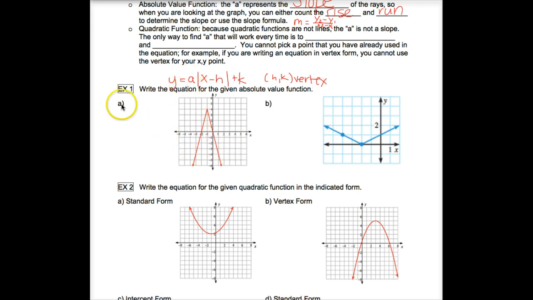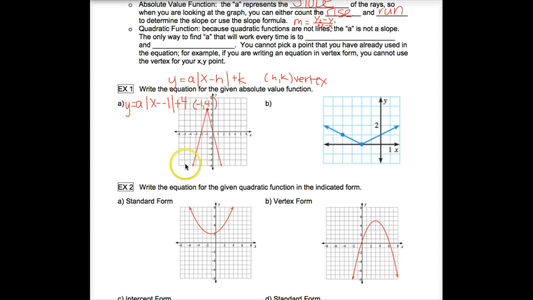So in example 1, part A, I can see where my vertex is. This is my vertex. Its coordinate is -1, 4. So that means when I go to put that in, I've got y equals my A, and then I've got x minus -1, absolute value, plus my k, which is 4. So now I need to find my A, and I need to simplify.